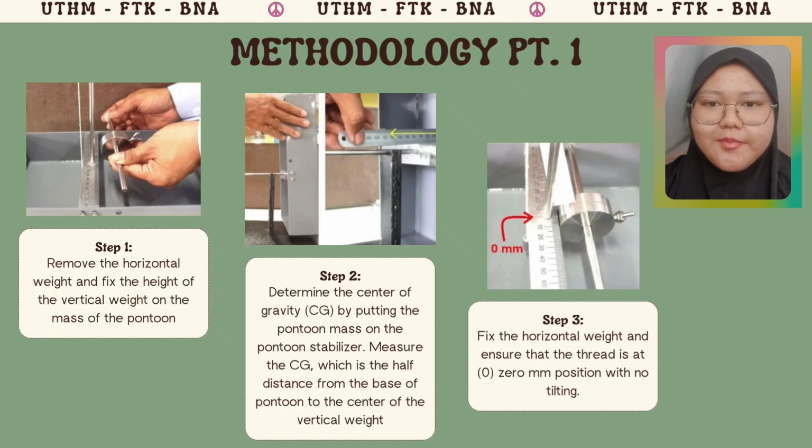I will be explaining about the methods that we use to carry out the experiment. For step 1, we will be removing the horizontal weight and fixing the height of the vertical weight on the mass of the pontoon. In step 2, we will determine the center of gravity, CG, by putting the pontoon mass on the pontoon stabilizer and measuring the CG, which is the half distance from the base of the pontoon to the center of the vertical weight. For step 3, we will be fixing the horizontal weight and ensuring that the thread is at the 0 mm position with no tilting.